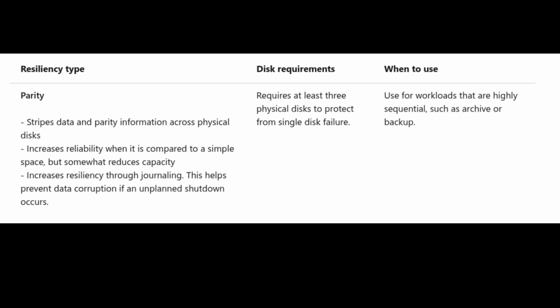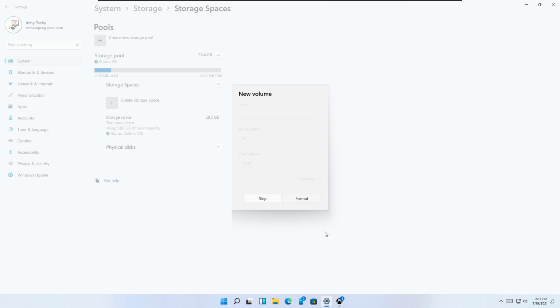Parity spaces are designed for storage efficiency and protect your files from drive failure by keeping multiple copies. Parity spaces are best for archival data and streaming media, like music and videos. This storage layout requires at least three drives to protect you from a single drive failure and at least seven drives to protect you from two drive failures.